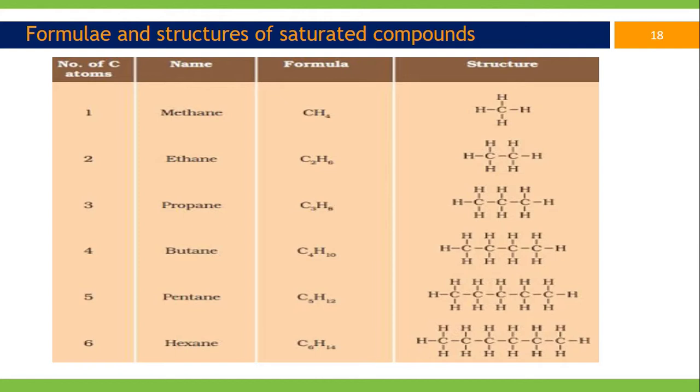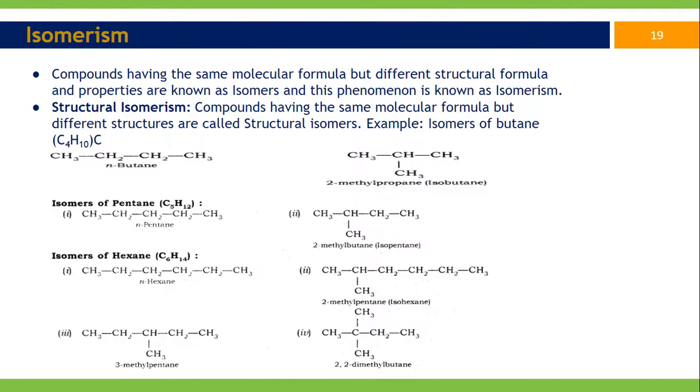Formula and structure of saturated compounds. Here some of the examples of saturated carbon compounds are given with their formula and structure. Methane, its formula is CH4; ethane, C2H6; propane, C3H8; butane, C4H10; pentane, C5H12; hexane, C6H14.